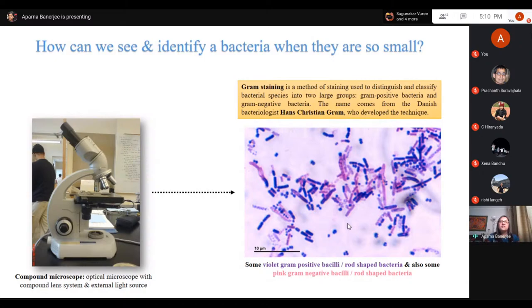Basically, this method is called Gram staining. This staining is a very basic procedure to distinguish and classify bacteria into two large groups. One is Gram-positive bacteria, and the other is Gram-negative bacteria. The name Gram staining comes from a Danish bacteriologist, Hans Christian Gram, who lived till 1938 and developed this staining technique.